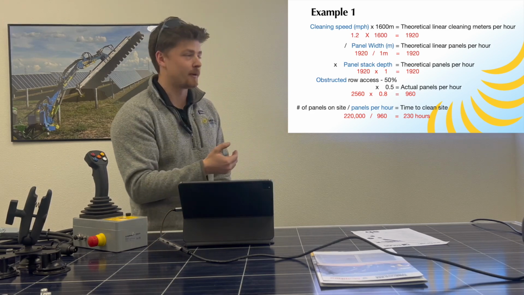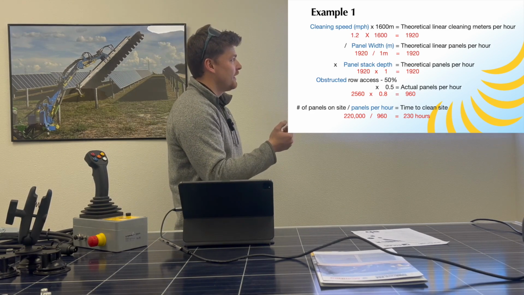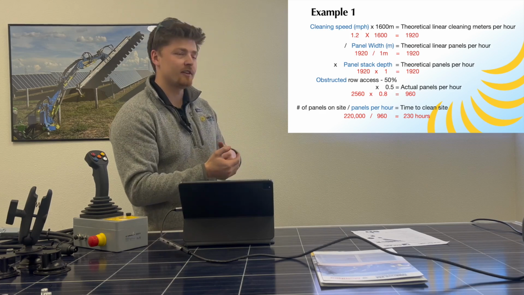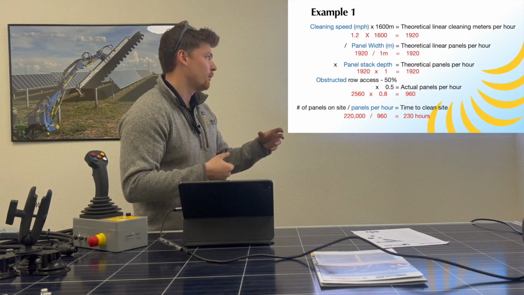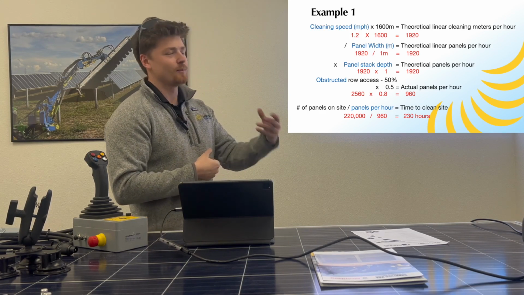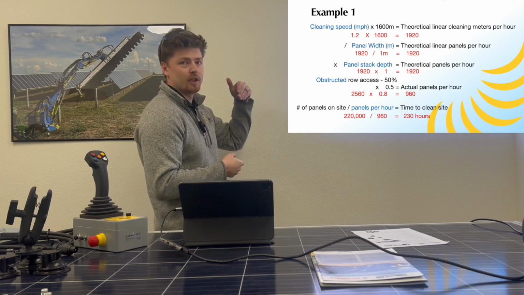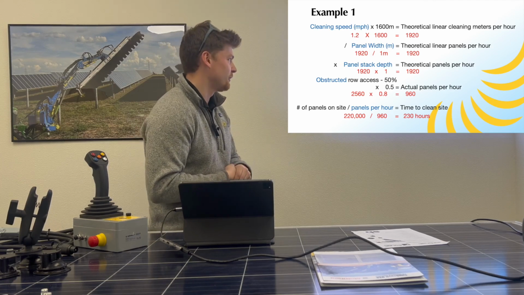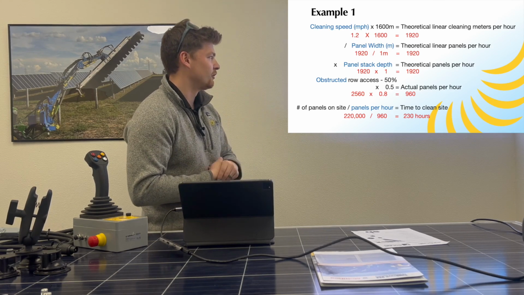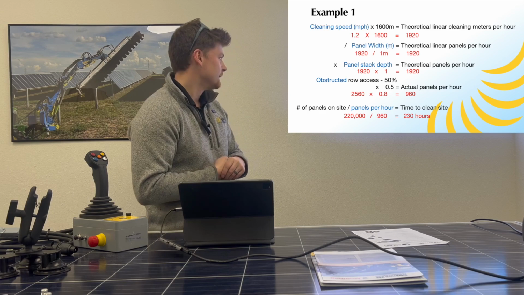Cleaning speed 1.2 miles per hour times 1600 is 1920 theoretical meters. Divide that by 1 is 1920. Panel stack again 1, 1920. But of course, for the obstructed row access, take off 50%, which leaves us 960 modules.